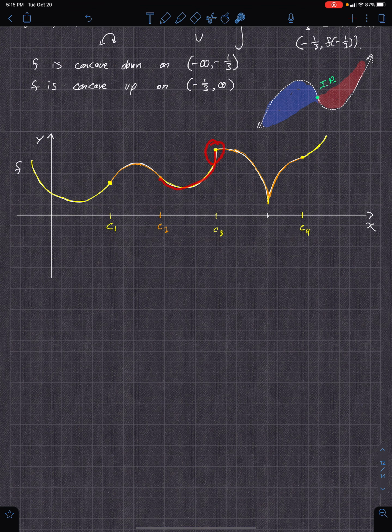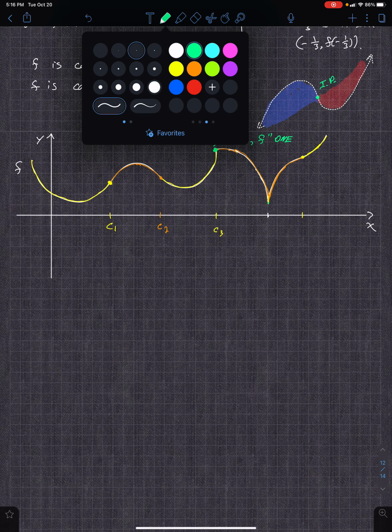Now that's a corner. So that is where we would have f prime is a DNE. Now if f prime is a DNE, so is f double prime. That's also a DNE. And we'll get into that in particular, but they're both does not exist at that point right here. So it's a corner. Same goes for the cusp.